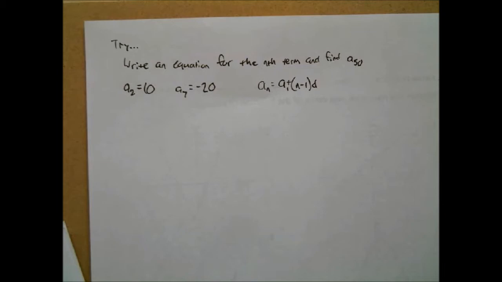As Stephen said, this is linear, so you can use what you know about writing equations of lines to help you. Again, that a sub 2 is equal to 10 is like the point 2 comma 10, and a sub 7 equals negative 20 is like the point 7 comma negative 20. The x value is like the number of the term, the y value, the output, is like the term itself.